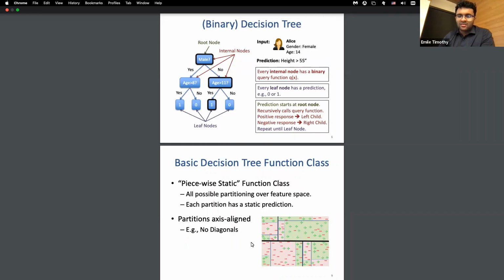Okay. And the basic decision tree function class is just a piecewise static function class where we're able to partition completely over the feature space, except you're not allowed to have any diagonals. And every partition here has a static prediction, which means that in a particular region where you have a partition, you're not allowed to predict both labels of your classifier. It's either 1 or it's 0. It cannot be both.